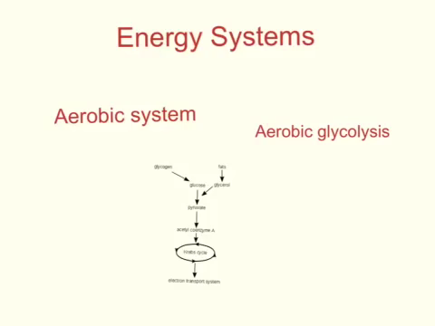Anaerobic glycolysis is the transformation of glucose to pyruvate when limited amounts of oxygen are available. Anaerobic glycolysis provides energy for a period of time from 10 seconds to 2 minutes. This allows for short, intense exercise.